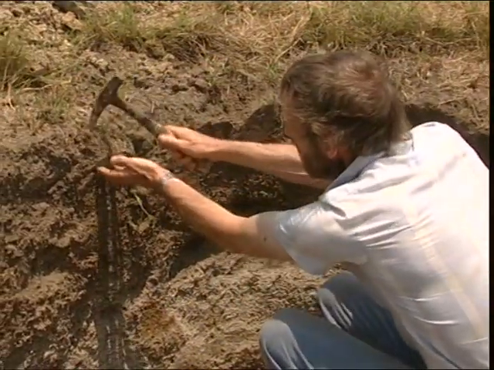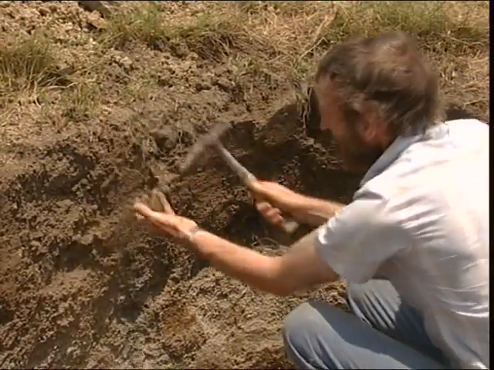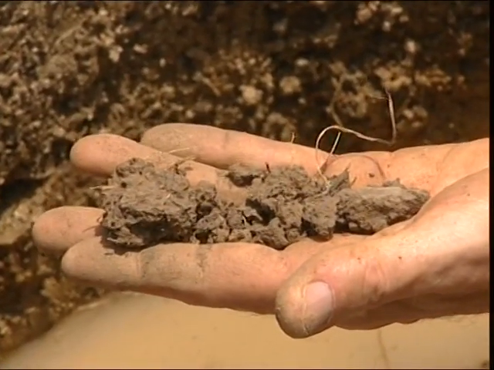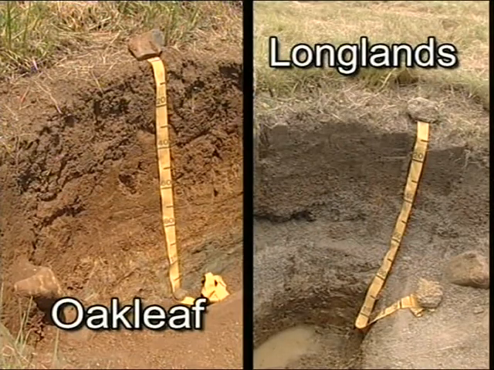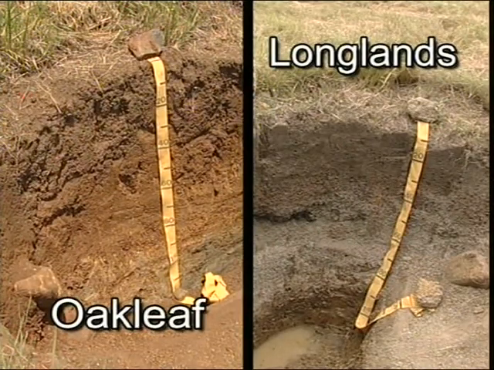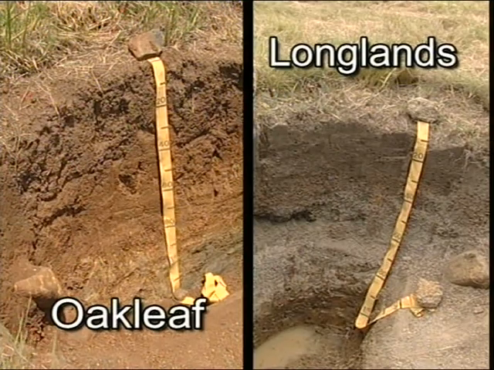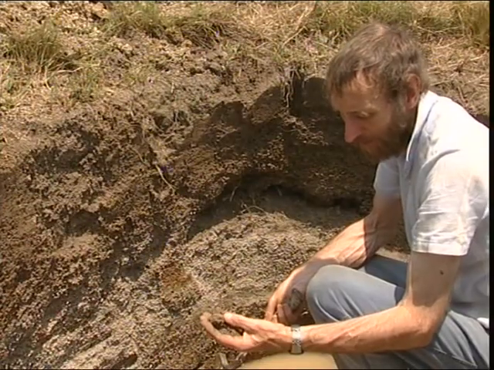Alright, now if we look at the topsoil of the Longlands, you can see that it's not too dissimilar to the material that we saw in the Oakleaf, but for one very important difference, and that is that it's much greyer in colour. And that signifies that this profile is wet, very close to the surface at certain times of the year.